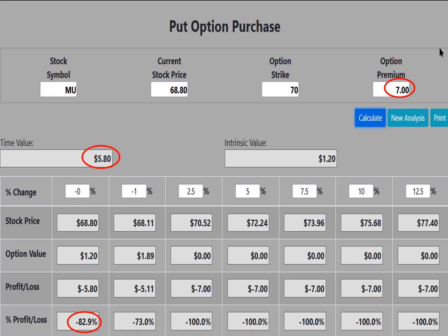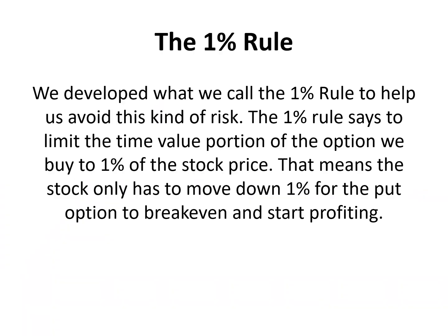We can see that if the MU stock price is flat at 68.80 at option expiration, the 70 put will lose 82.9% of its value. Ouch! This is an unacceptable risk. That kind of loss can wipe out a trading account in a hurry.